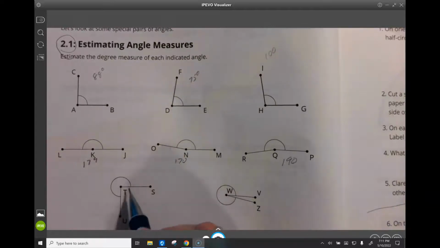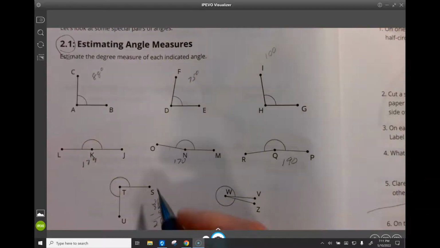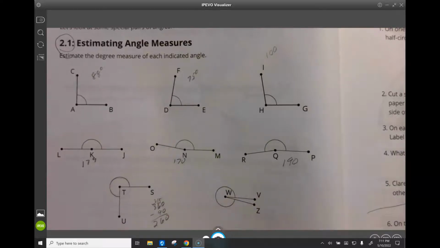Now this one, okay, look how it goes all this way here. It wants us to measure this angle here. Well, this looks like 90, okay? And if I go all the way around, I would take 360 minus 90. So what is that? I hope I subtracted right. 9 from 15 is 6. So I'm going to say that's about 260.